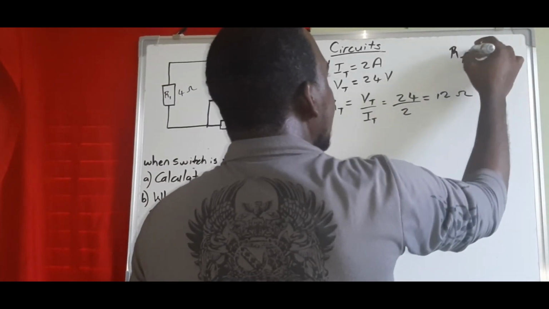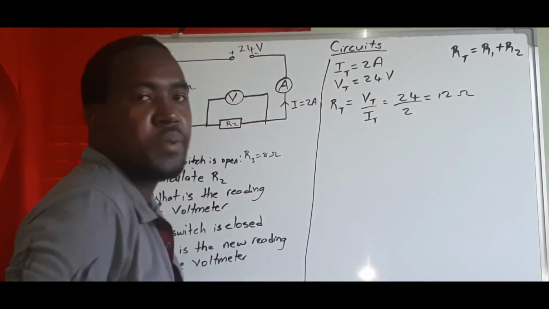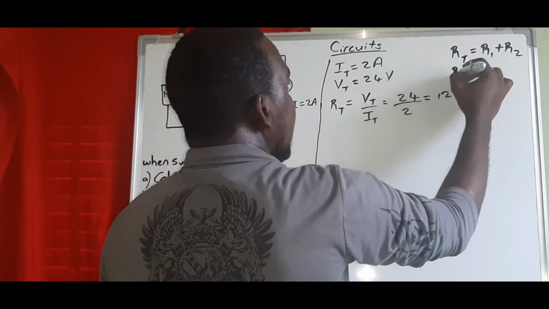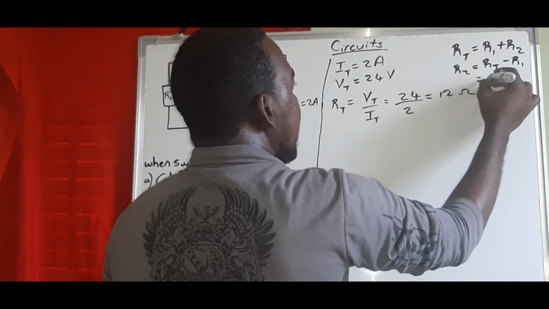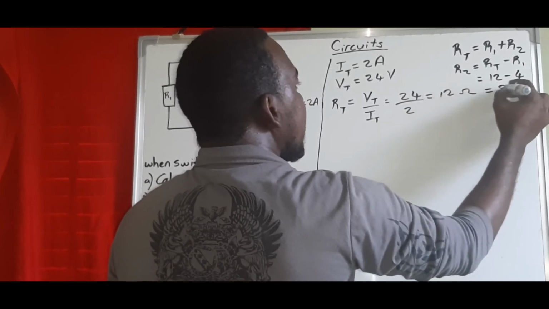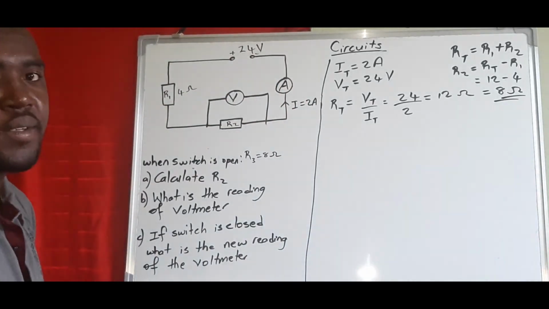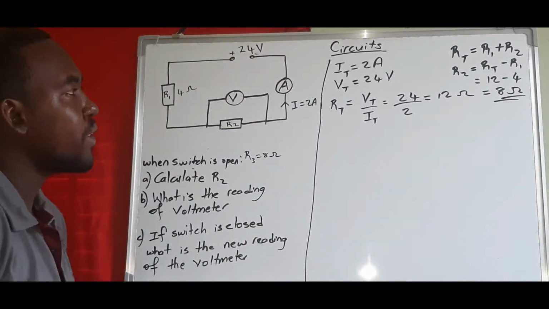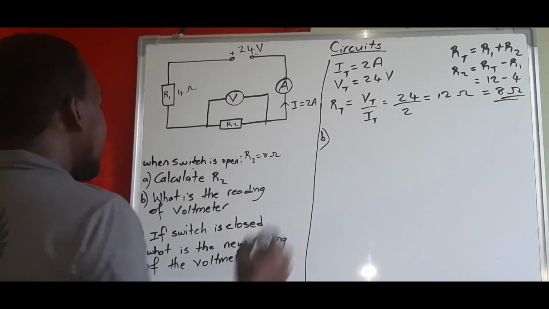But we know that because it's a series circuit, RT is equal to R1 plus R2. So R2 would be RT minus R1. So RT is 12, R1 is 4. So we get R2 to be 8 ohm. So that's how we would find the resistors. That's part B.